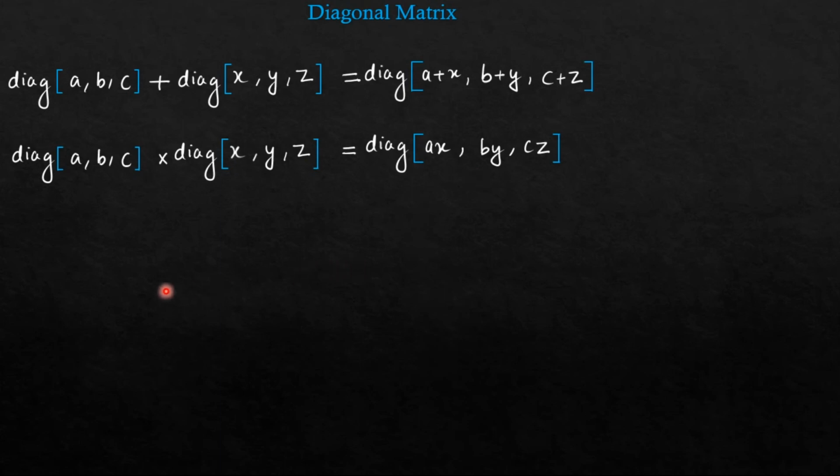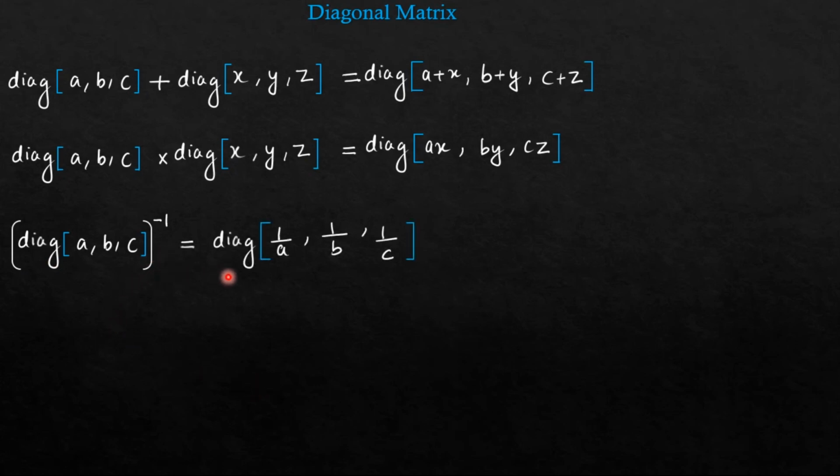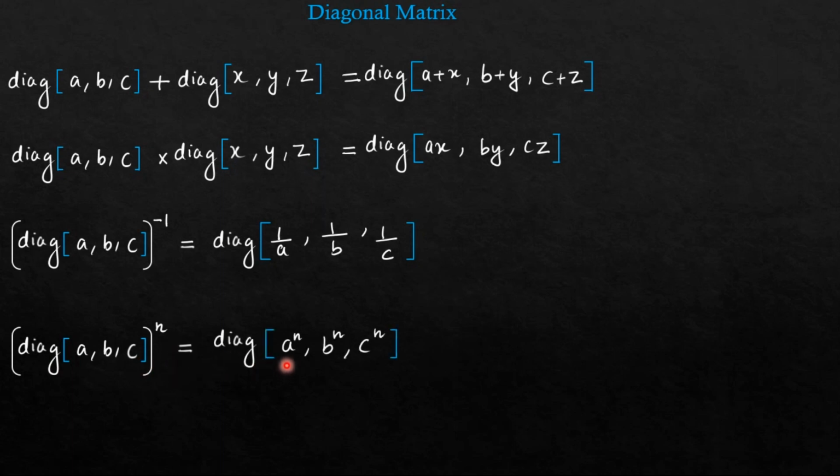The next interesting property is the inverse of diag(A, B, C). The inverse of diag(A, B, C) will be equal to another diagonal matrix with the elements being reciprocals of the original matrix. That is, you will get diag(1 by A, 1 by B, 1 by C), just the reciprocals of the original elements. Now this is also interesting because calculating the inverse of a matrix is quite difficult. Similarly, if you raise it to the power n, that is diag(A, B, C) raised to the power n, you will get diag(A raised to the power n, B raised to the power n, C raised to the power n). The resultant matrix will also be a diagonal matrix.